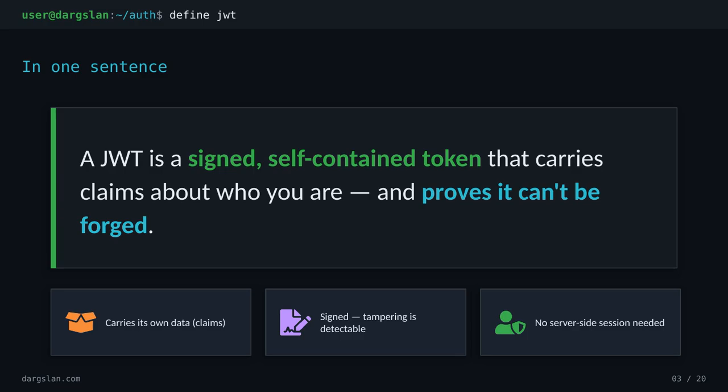In one sentence, a JWT is a signed, self-contained token that carries claims about who you are and proves it can't be forged. Think of it as a tamper-proof ID card the client holds on to. It brings its own data. Any tampering is detectable thanks to the signature, and the server doesn't need to keep a session sitting in memory.